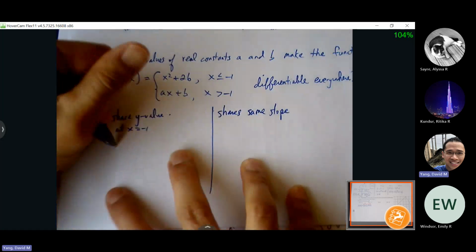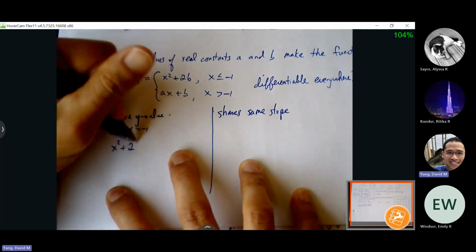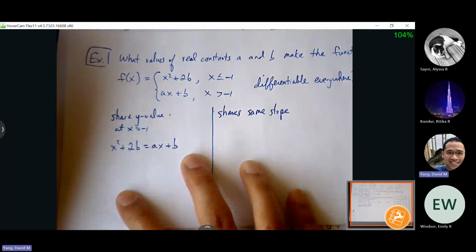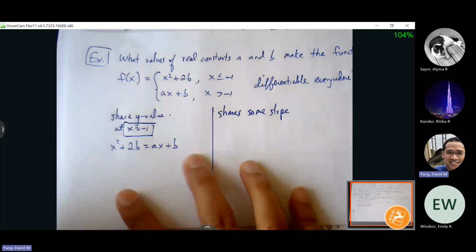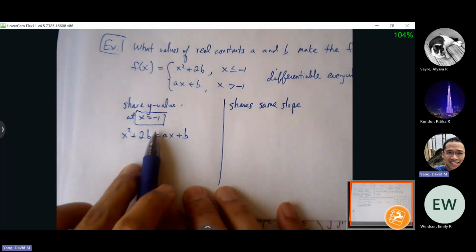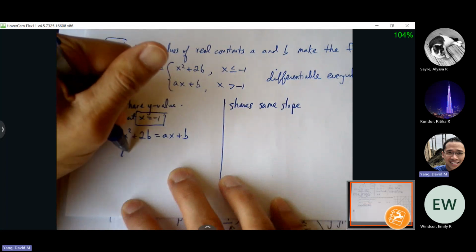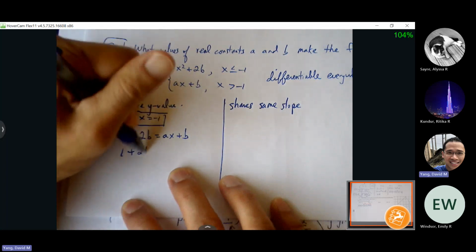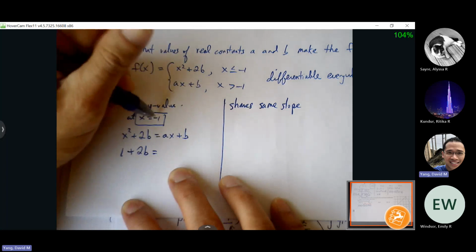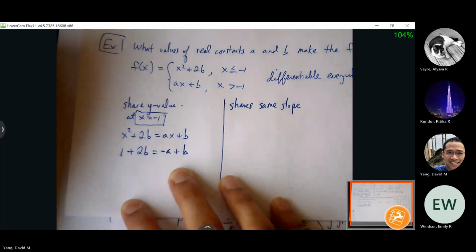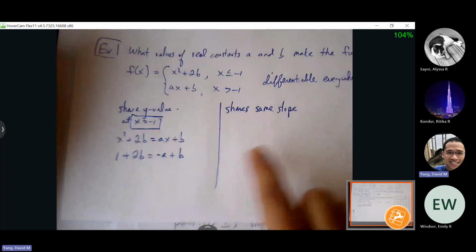So I can say x squared plus 2b is equal to ax plus b. And we know they must share the same y values at x equals -1, so replace every x with -1. We get (-1) squared, which is 1, plus 2b is equal to a times -1, which is -a, plus b. All right, I'm going to leave this alone for now. We'll come back to it.